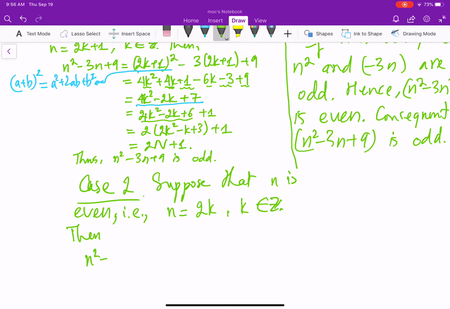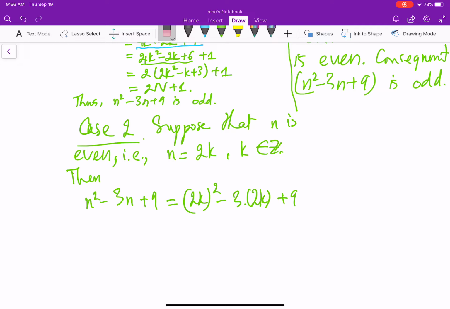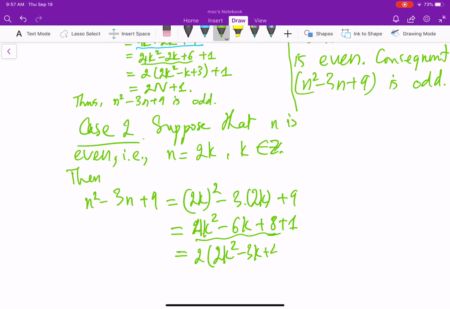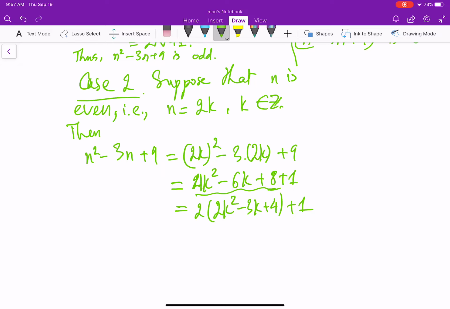Then n squared minus 3n plus 9 equals (2k) squared minus 3 times 2k plus 9. So that is 4k squared minus 6k plus 8 plus 1. I want to split 9 as 8 plus 1 because I want to group these three terms together. I have 2 times (2k squared minus 3k plus 4) plus 1. So basically, you already have the form 2m plus 1, where m is this number.